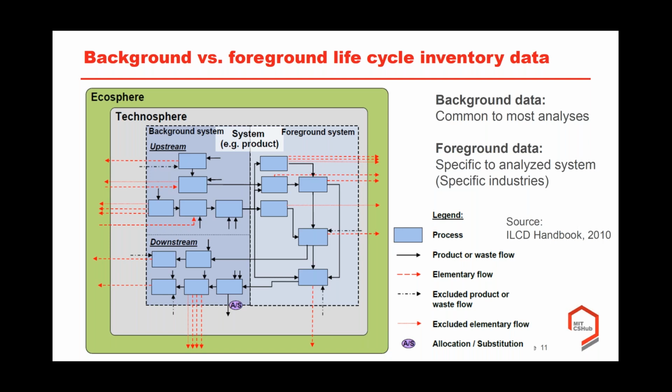So if you're doing an EPD of a cladding material, the foreground system would probably be the manufacturing of that cladding material, whereas the background system would be other elements that are used upstream from that facility, but would still account for their environmental impact. So I'm going to be talking about that background versus foreground data.